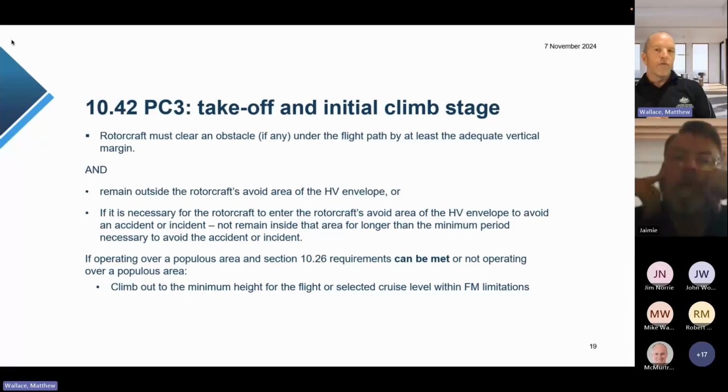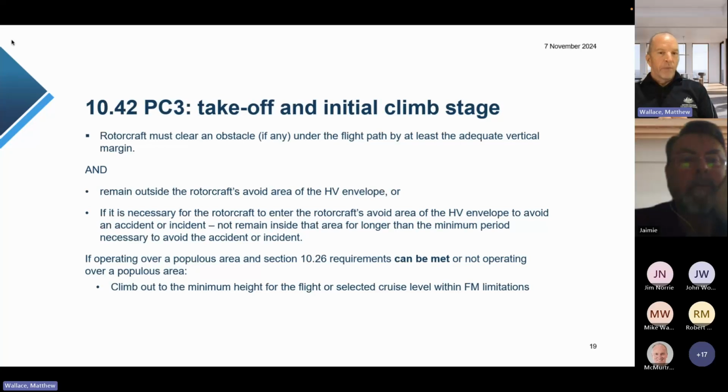Okay, moving to the takeoff and initial climb stage. The rotorcraft must clear an obstacle, if any, under the flight path by at least the adequate vertical margin. I'll talk about that a little bit further on. That's sort of getting it out of the flight manual or the operator's exposition. And again, here we go again, remain outside the rotorcraft's avoid area, and if we need to go inside the HV envelope, do so for the minimum time necessary.